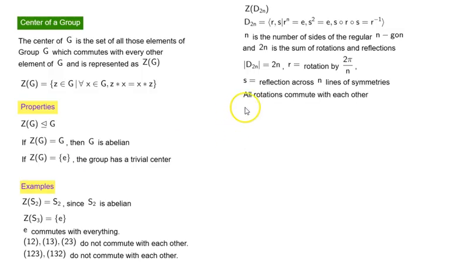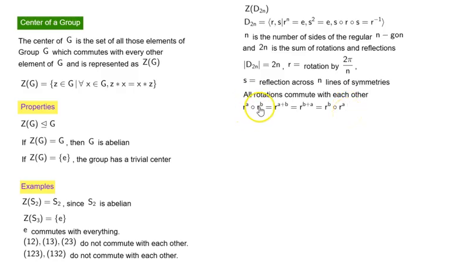Now here, all rotations commute with each other. Let's see, r to the power of a times r to the power of b. Since they both are rotations, we can combine them. So r to the power of a plus b. And since addition of integers is commutative, we can write this as r to the power of b plus a. And again, we can split it and say r to the power of b times r to the power of a.